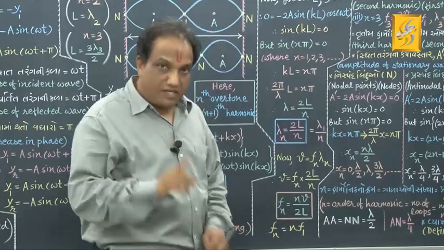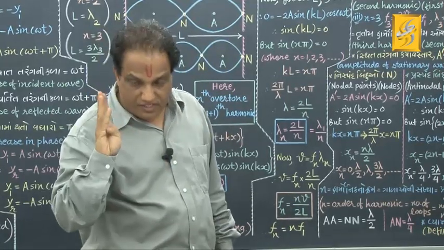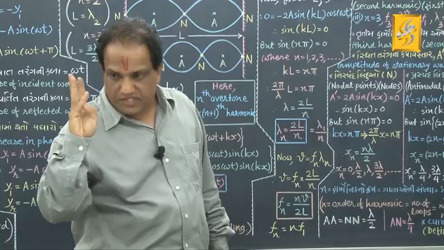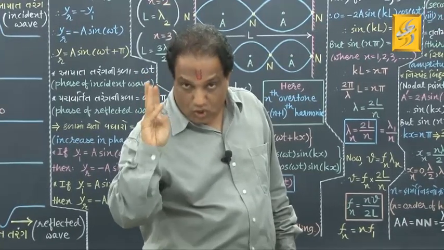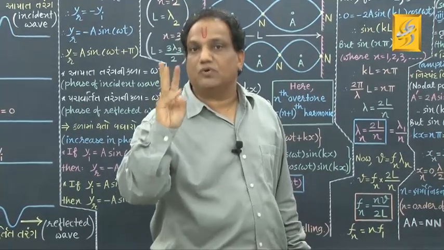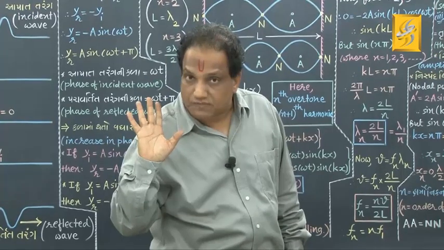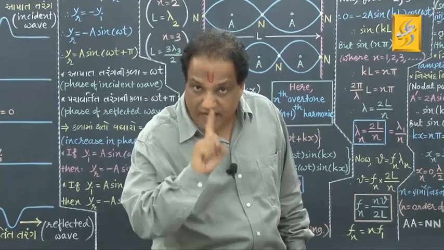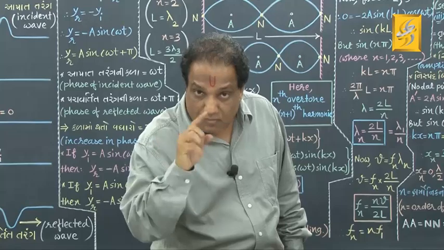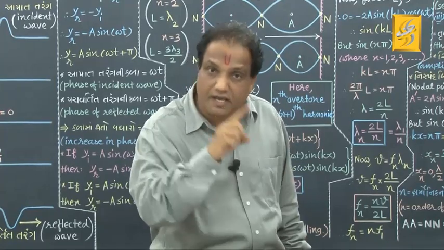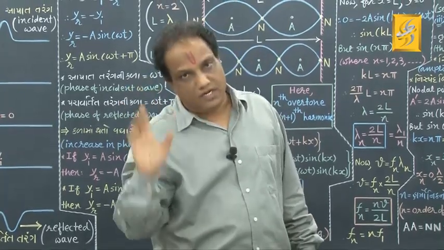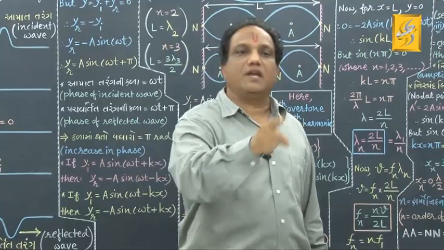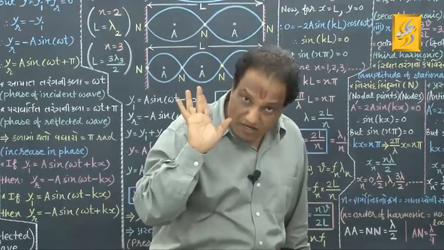N gives, first, the order of harmonic. Second, the number of closed loops. Third, it gives you the number of antinodes. If the number of antinodes is n, what is the corresponding number of nodes in this case? N plus 1. Got it? The number of nodes is greater than the number of antinodes by 1.